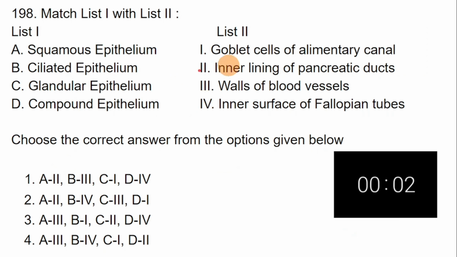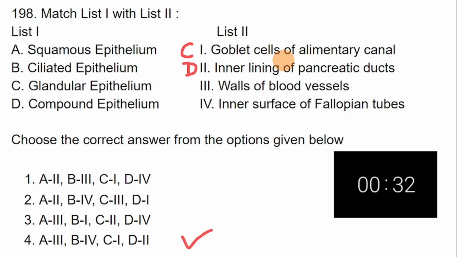Match question. I will read list 2 and then match with list 1. Goblet cells of alimentary canal. Goblet cells are unicellular glandular epithelium. Glandular is here. C is 1. C1 is in option number 1 and 4. Next, inner lining of pancreatic duct. This is compound epithelium. So 2 will be D. C1, D2 is in option number 4.